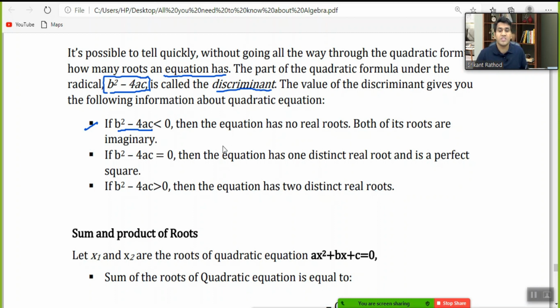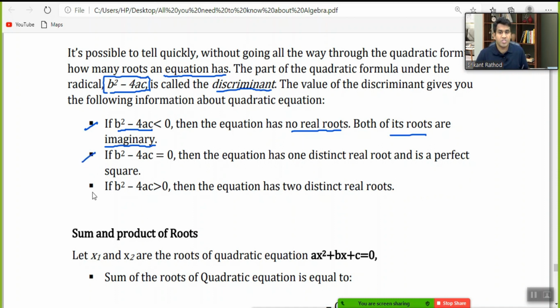So in this case we say the equation has no real roots, both of its roots are imaginary. A negative number under the square root does not exist as a real number, so we consider them as imaginary numbers. So the square root is of a negative, so we say they don't have real roots, but the roots are imaginary roots.